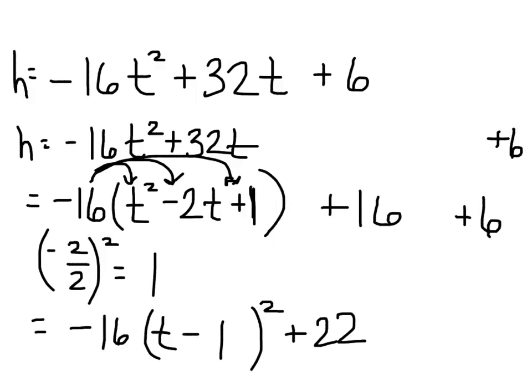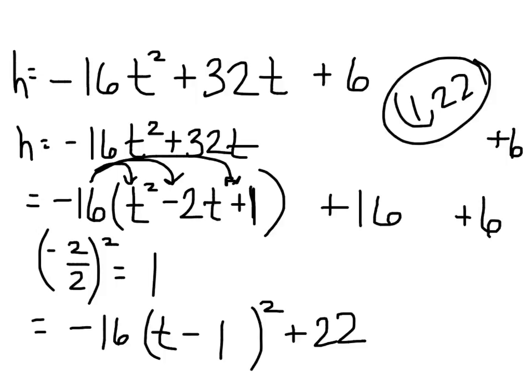How high did the drum major throw it? The number's on the screen. 22. He threw it 22 feet high. How did you know that? What's the vertex? It's 1 and 22. If you were to put that on a graph, the high point would be 22. So for letter A, it says what's the maximum height reached? It was 22 feet.